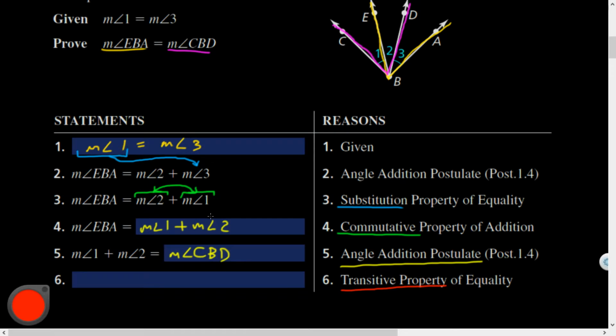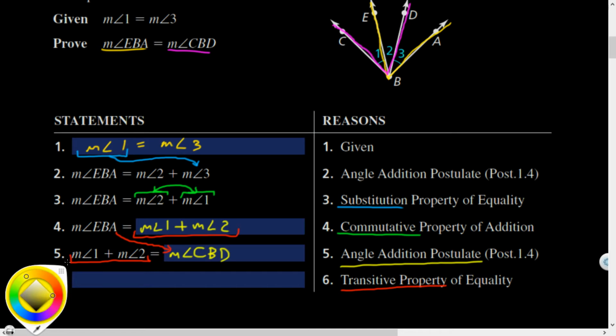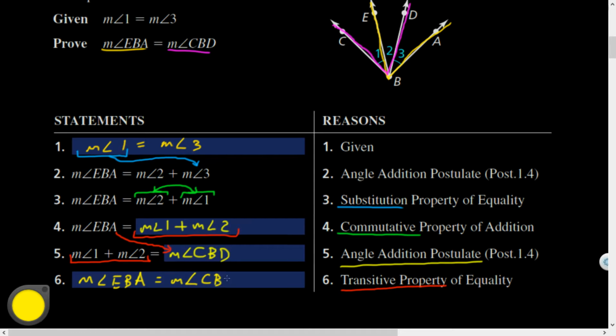All right. Now let's see, transitive property of equality. Transitive train, right? Here we go. I've got m EBA is equal to this, and that is equal to this. Therefore, I can just cut out the middleman and assume that these two things are going to be equal, which also, notice, is what I set out to prove. And so the last statement should probably be the thing that I set out to prove. So the measure of angle EBA is equal to the measure of angle CBD, right?